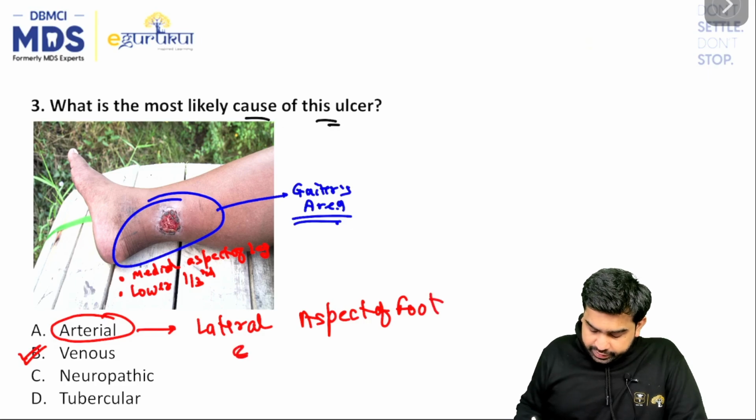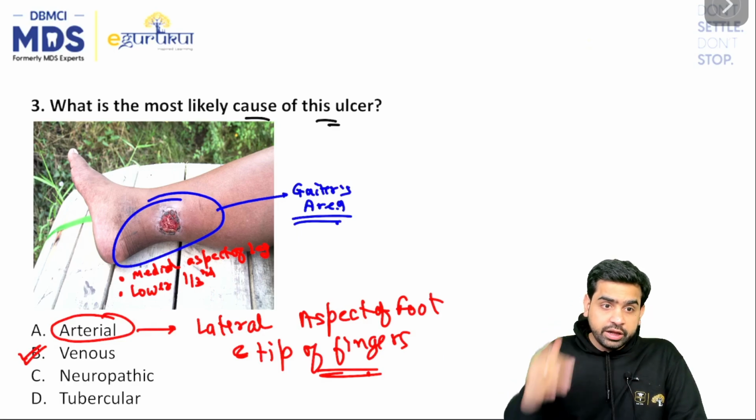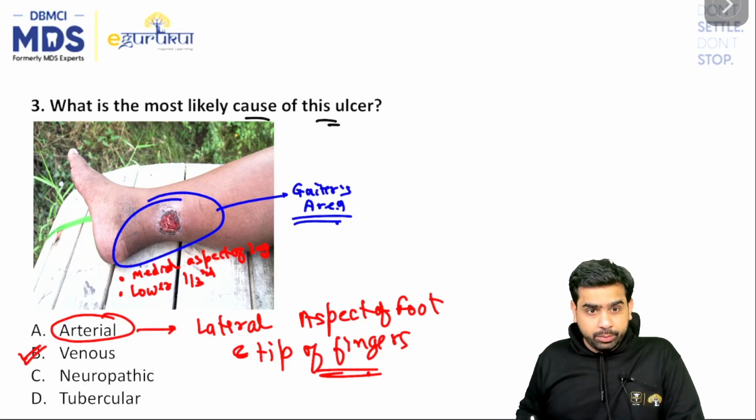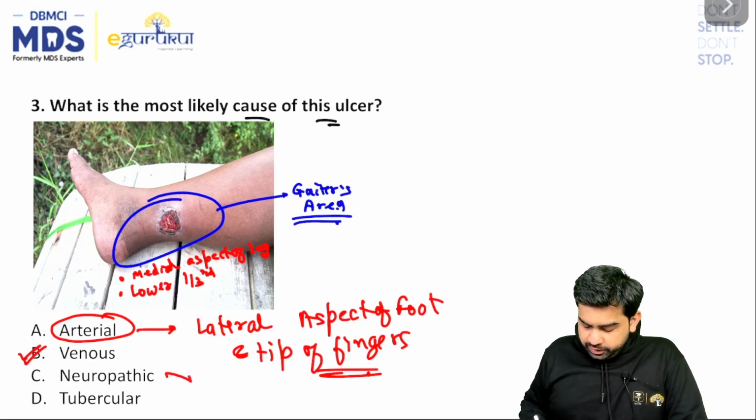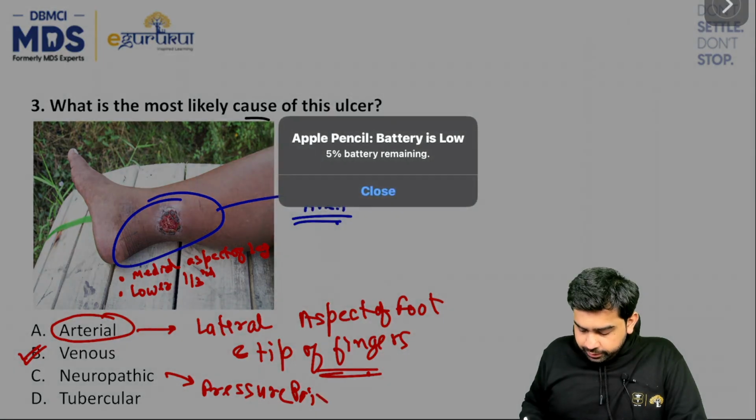It is on the lateral aspect of the foot and the tip of the fingers. If there is an ulcer happening on the lateral aspect of the foot and the tip of the fingers, this is an arterial ulcer. I hope you are able to appreciate this point. Neuropathic ulcers usually occur at the pressure points. Okay, so this is again important.